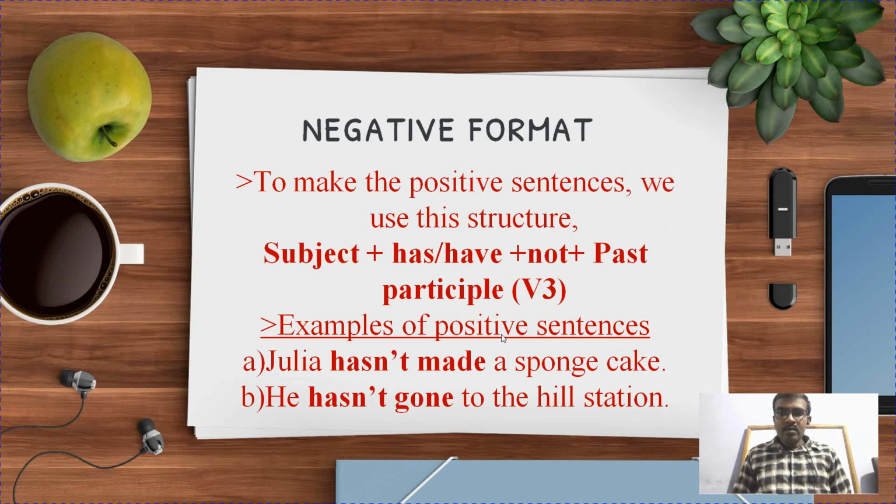To make the negative sentences, we use this structure: subject plus has/have plus not plus past participle. So this is not a positive sentence, these are negative sentences. Examples of negative sentences: Julia has not made a sponge cake. He has not gone to the hill station. Julia hasn't made a sponge cake. That means what? So this is going to be the negative form, not a positive form. Negative sentences.